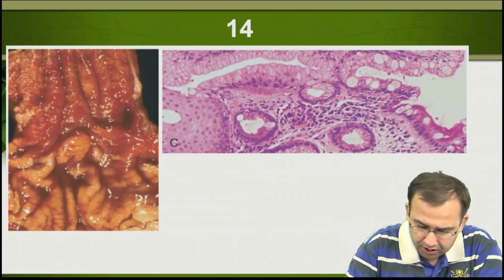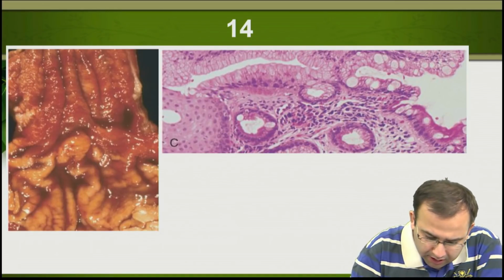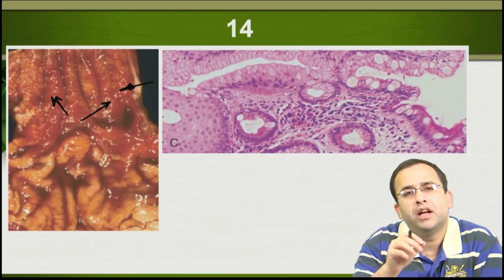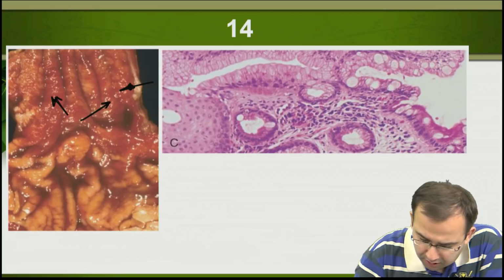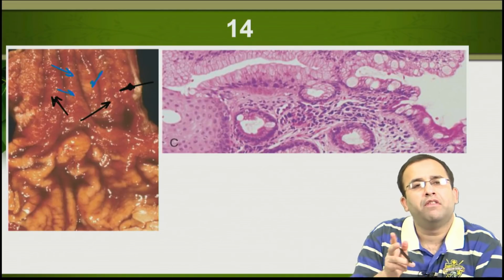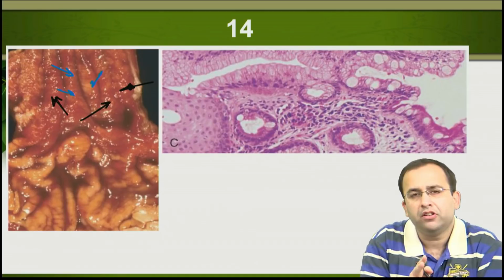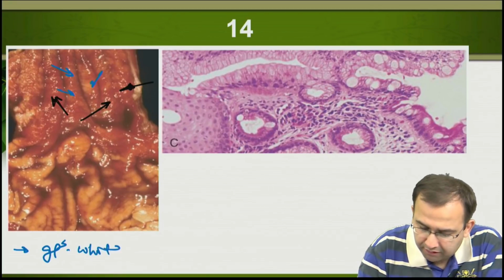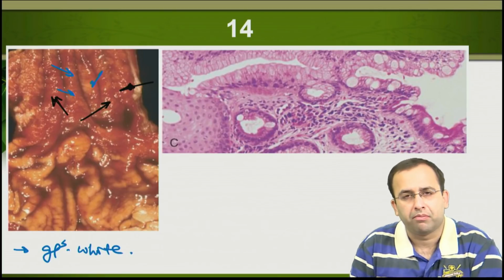Starting with this image, what we see here is the presence of velvety red mucosa. All this is velvety red, with interspersed glistening white areas, the spots I am marking with blue. This velvety red is Barrett's, glistening white is stratified squamous. Blue arrow is glistening white epithelium, that is normal stratified squamous.